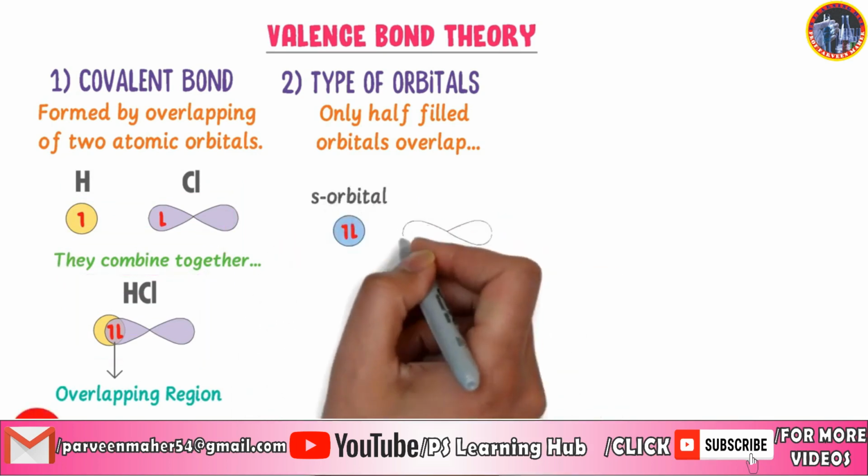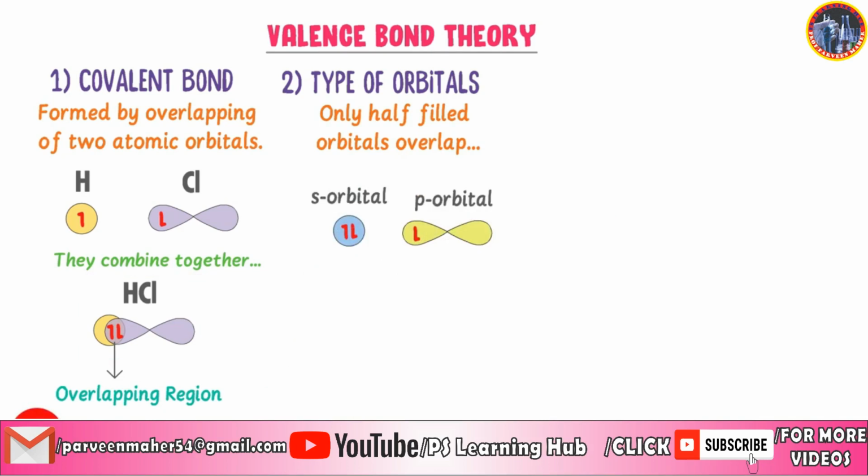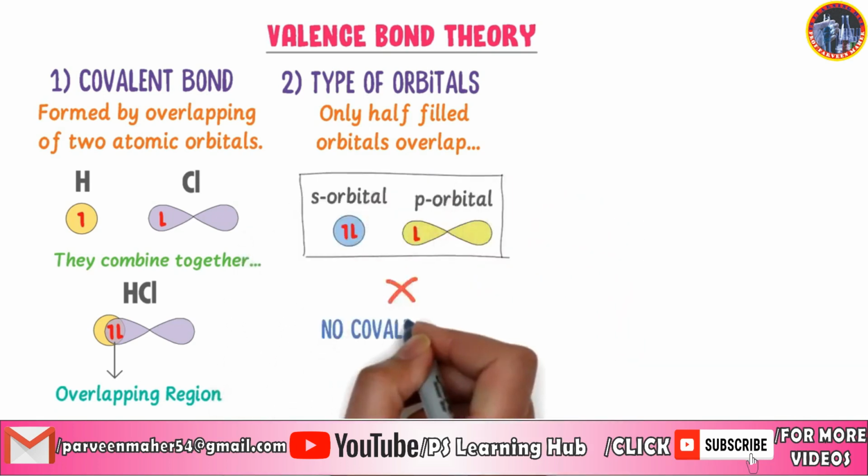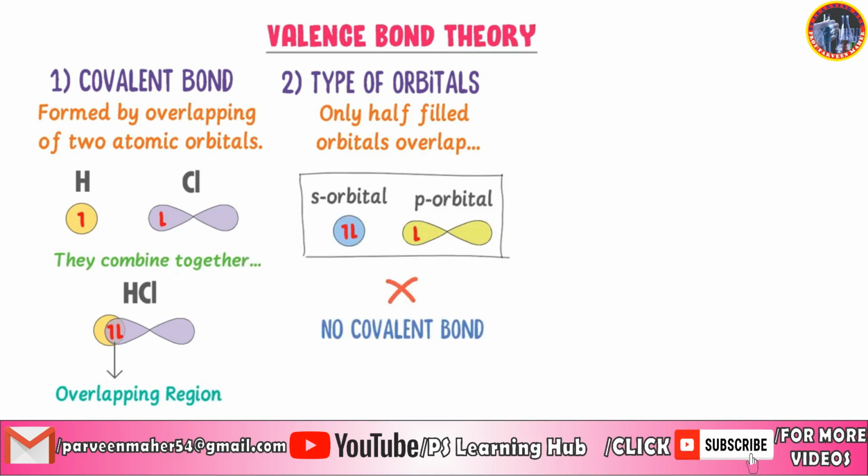Also, let's consider this case. Here, there are two electrons present in the s orbital, while one electron is present in the p orbital. A covalent bond does not form between them because the s orbital is complete, having two electrons. Hence, VBT teaches us a covalent bond is only formed if both the orbitals are half-filled, or having one electron each.